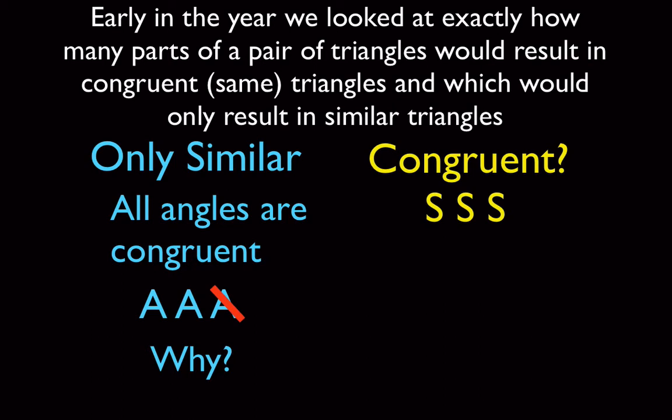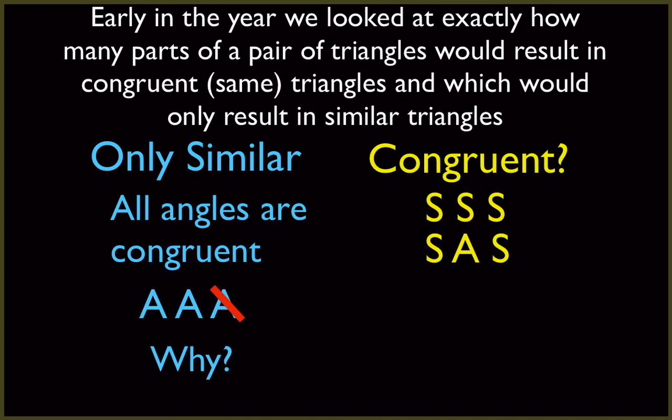So the first one that I thought of was side, angle, side. What that SAS combination means is you have a side and another side, and literally in between them is an angle. So it's side, angle, side. The angle, just like in the picture, is in between the two sides.